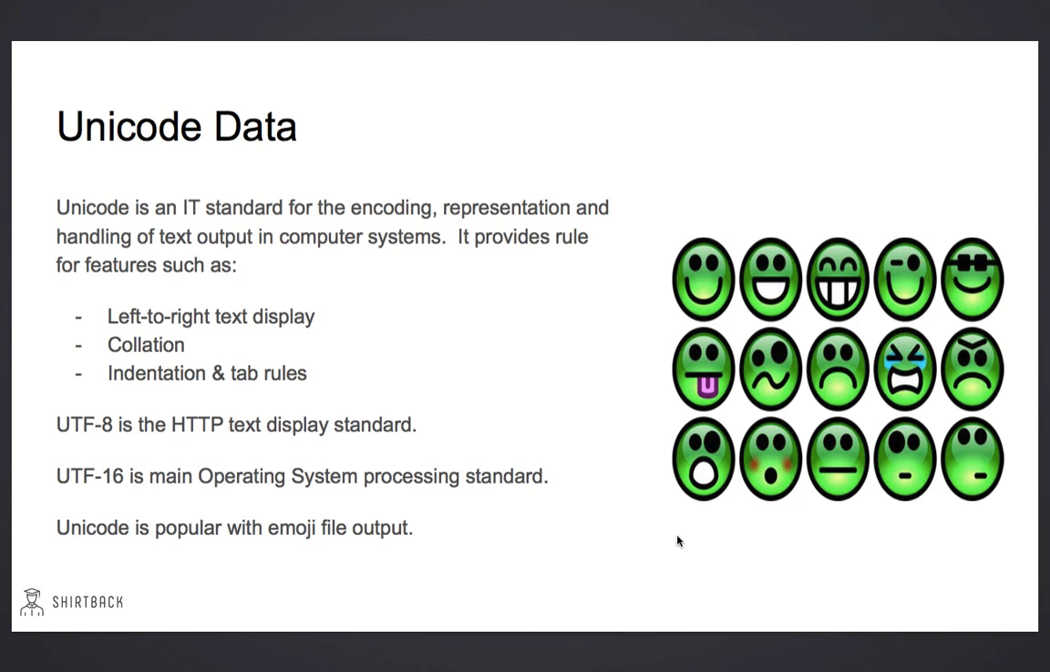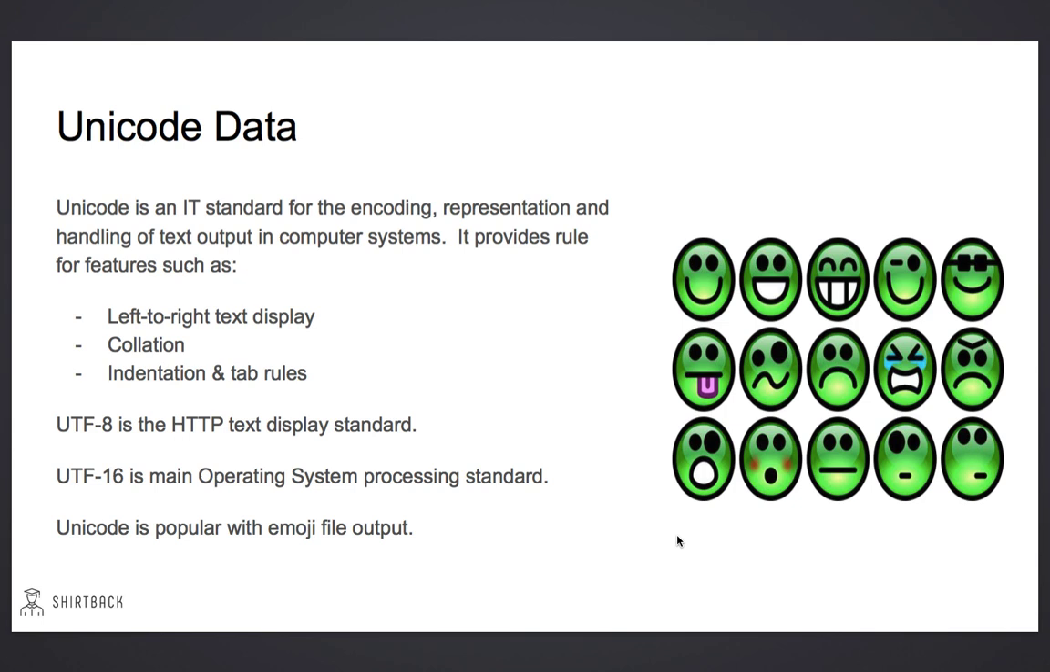Unicode is an IT standard that encodes, represents, and handles text output. Unicode provides rules for features such as left-to-right text display, collation. Collation is the numbering of pages in sequential order, 1, 2, 3. Unicode also provides rules for indenting and tab features.